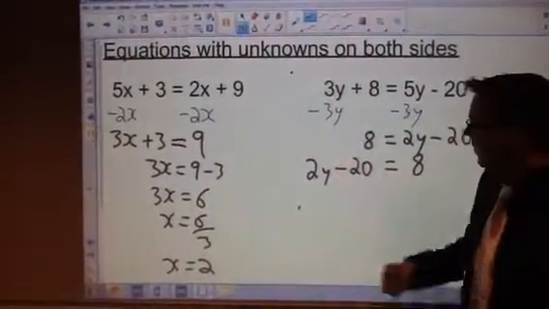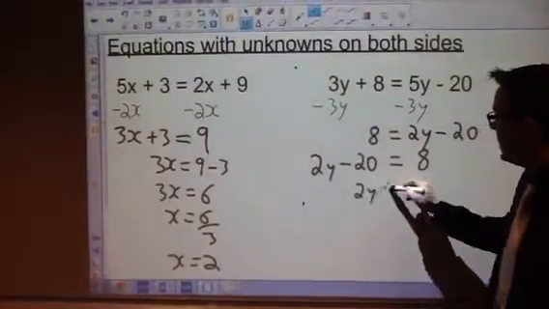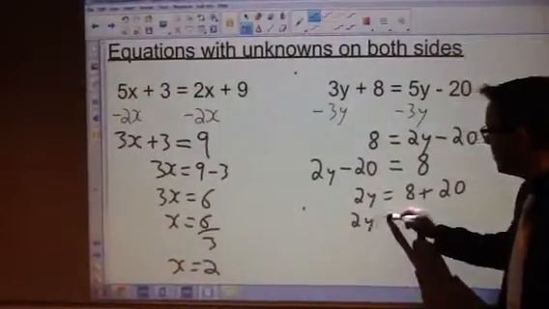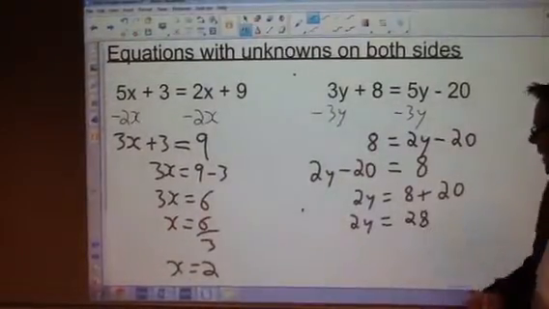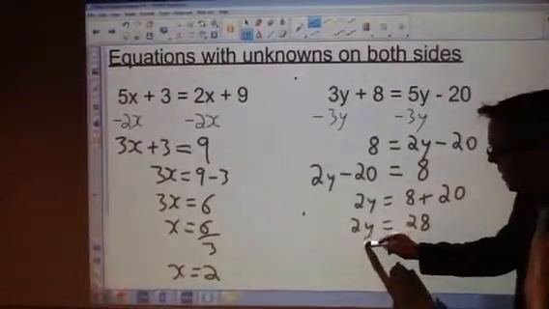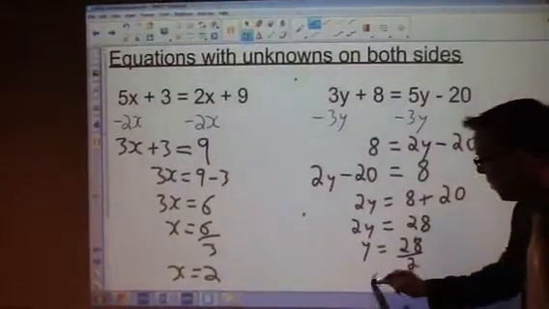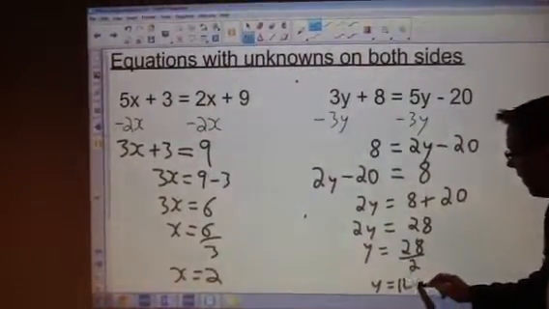Again, I get rid of this minus 20 first by doing a plus 20, so 8 plus 20, which means 2 y's are 28. And then again, that's 2 times y, so let's get rid of a times by 2. I divide by 2, so 28 divide by 2, so y equals 14.